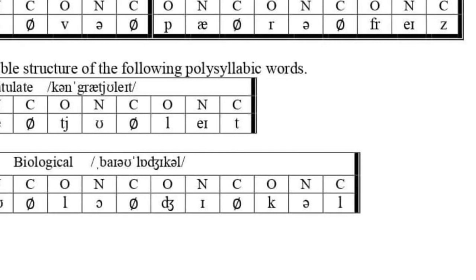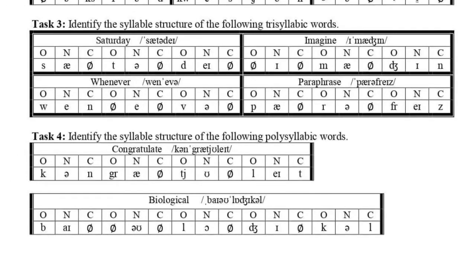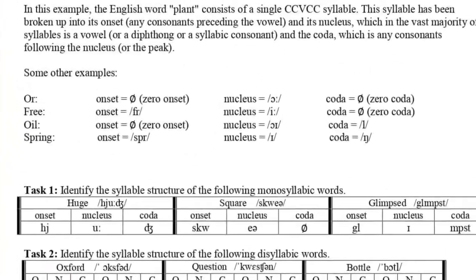The next syllable is g, so the onset is j and the nucleus is the short e. The coda is 0. The last syllable, which is cal, so we have the onset is k, the nucleus is the schwa, and the coda is l. So we have finished the lesson.